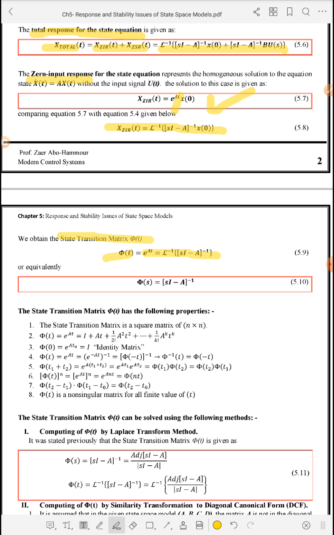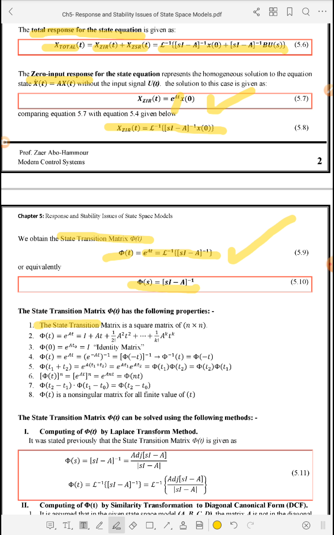We call it the state transition matrix, and this is in time domain. In S domain, it will be phi of s, the state transition matrix, which is equal to sI minus A inverse without any Laplace inverse. So here there is a group of properties for this state transition matrix.